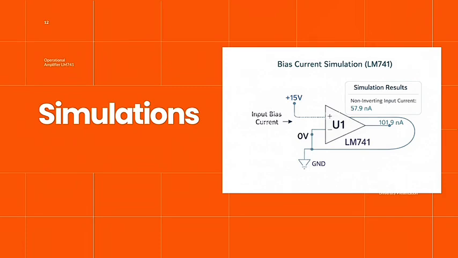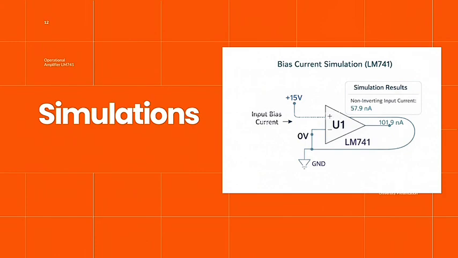To better understand the behavior of the LM741, we performed a DC operating point simulation using a voltage follower configuration. In this setup, the output is directly connected to the inverting input, which forces the amplifier to operate in a closed-loop condition with unity gain.